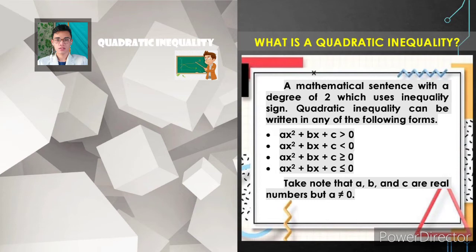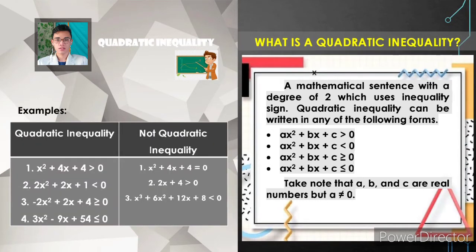A quadratic inequality can be written in any of the following forms. First, we have ax squared plus bx plus c is greater than 0. Second, ax squared plus bx plus c is less than 0. Third, ax squared plus bx plus c is greater than or equal to 0. And last, ax squared plus bx plus c is less than or equal to 0. Take note that a, b, and c are real numbers but a is not equal to 0.